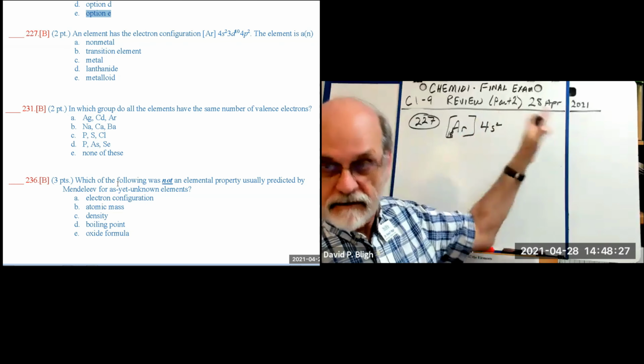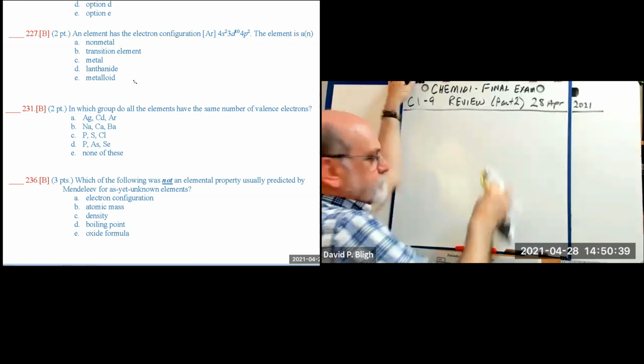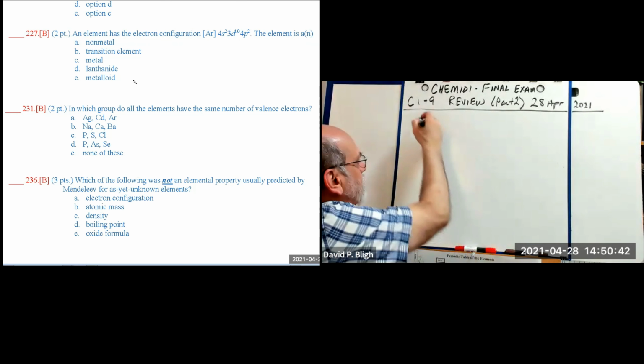which means under certain circumstances, it behaves as a metal. Under other circumstances, it may behave as a nonmetal. So the best answer is E. It's a metalloid. It's also a metal, but when you're in a multiple choice situation, you pick the best answer. And the best answer is the metalloid because of where it's located. All right, that was 227. 231.